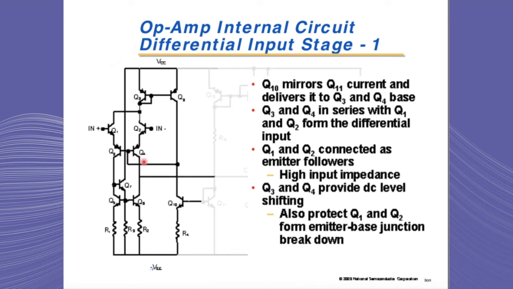For NPN transistors, the emitter-base junction breakdown happens at about 7 volts of reverse bias. For PNP transistors, this breakdown happens at about 50 volts. If accidentally the input pins have a large reverse voltage across, Q3 and Q4 actually protect Q1 and Q2 and prevent the op-amp from breaking down.